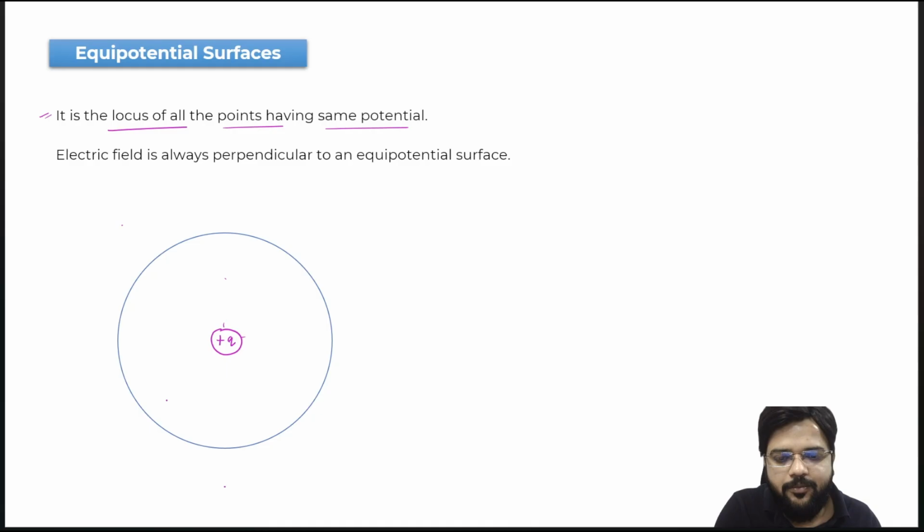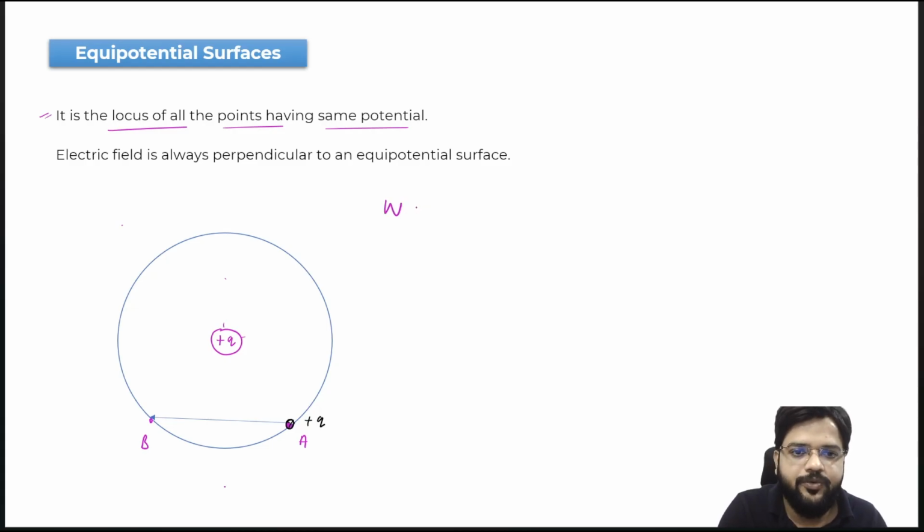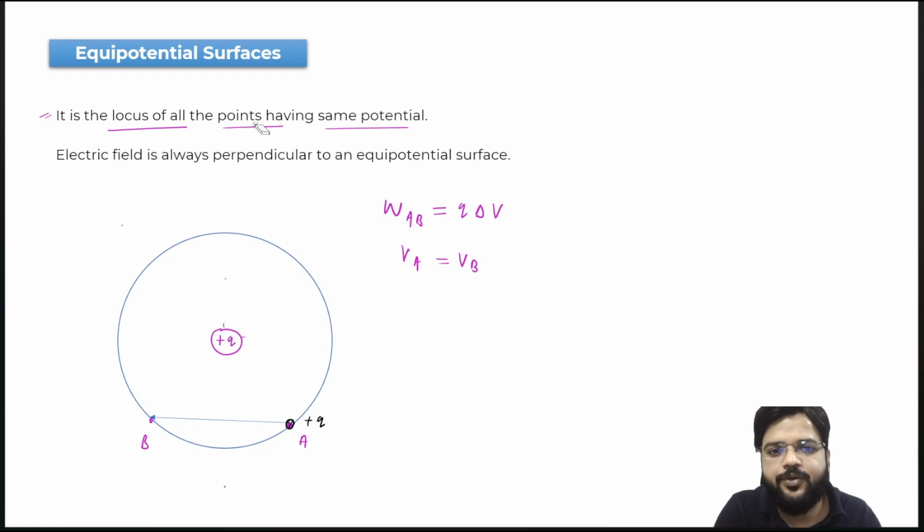Now if I move from A to B, then what will happen? Let's suppose this is point A and this is point B. So I'm moving from A to B point. Then how much work do we need to do? So let's suppose at point A plus Q charge is present and we want to move from A to B. So the work done required to move from A to B is equal to Q del V. Correct? Potential at point A and potential at point B should be equal because both are present on the equipotential surface. That's why potential at A and B should be equal. Correct? So VA equal to VB, everyone.